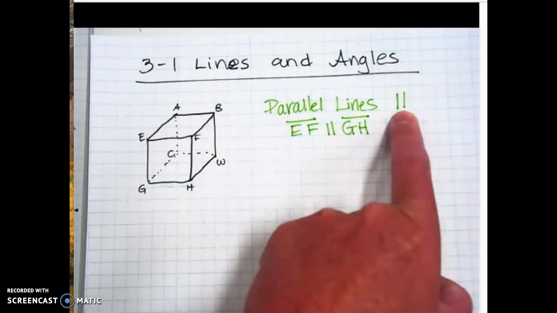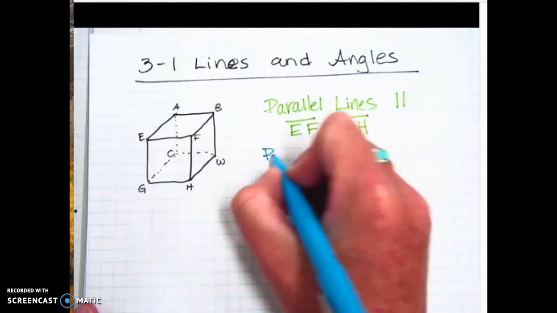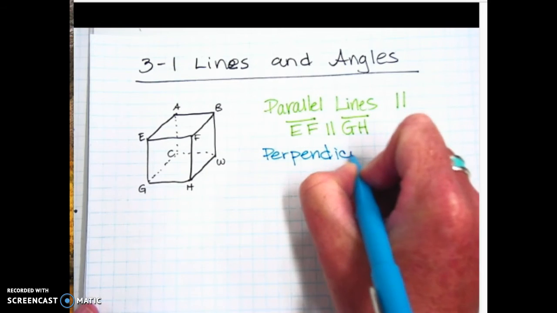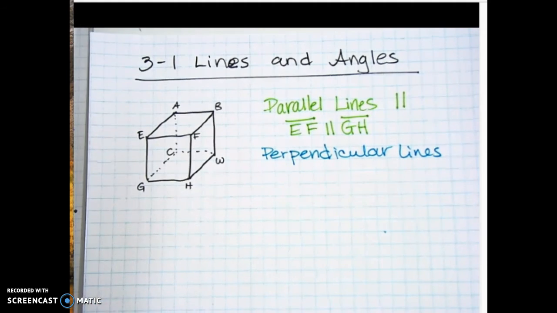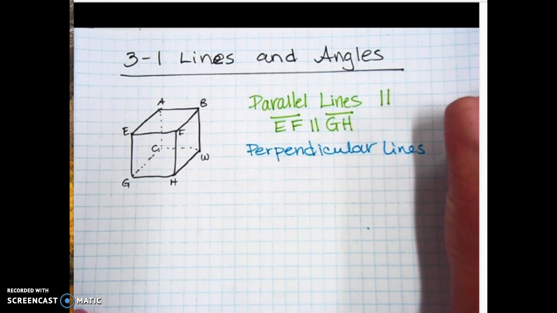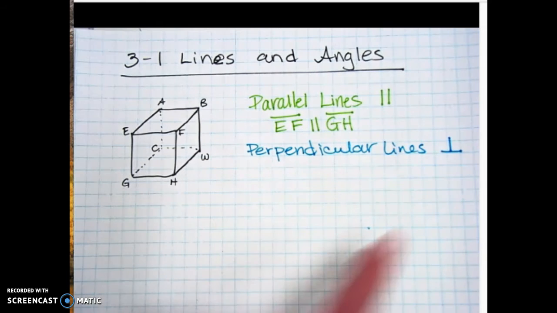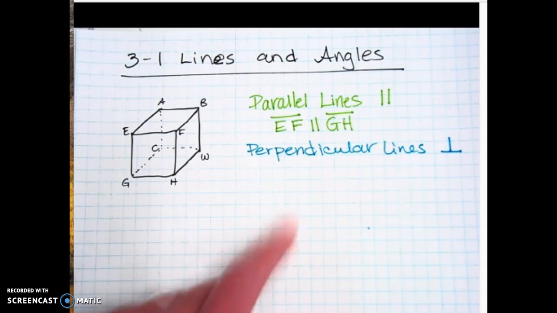How many of you have seen that parallel symbol before? A couple of you? Good. All right. The next one is perpendicular. And again, most of you have heard of perpendicular lines before, but you may have not seen the symbol. It's basically an upside down capital T. Okay. That upside down capital T is shortcut for perpendicular.